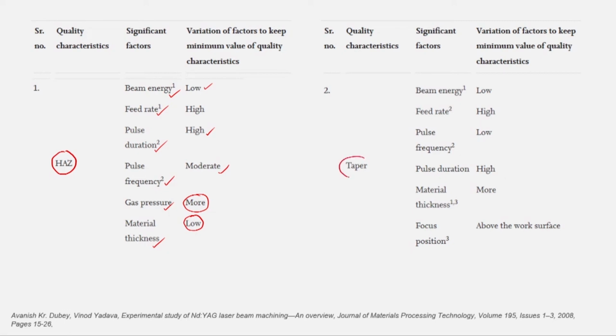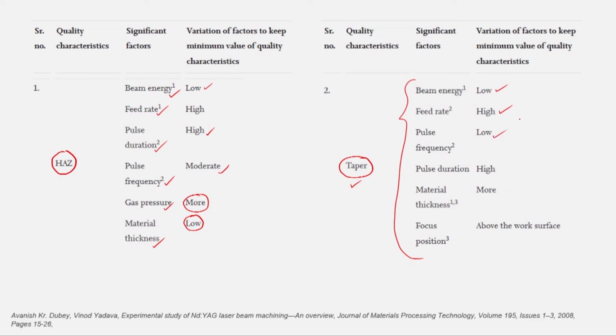Then another problem we face during laser cutting is the taper that we get. In our previous class, we have seen that the taper is not desired, not expected. Again, the same set of factors we can consider. When the beam energy is low, we get low taper. Naturally, the energy is low, so the taper would be less. Feed rate is high, so the interaction time should be low. Frequency has to be low.